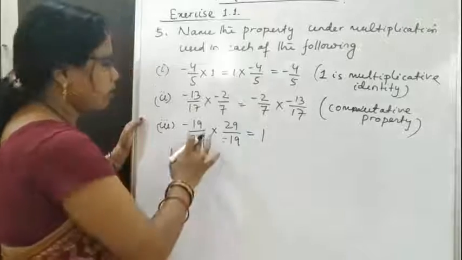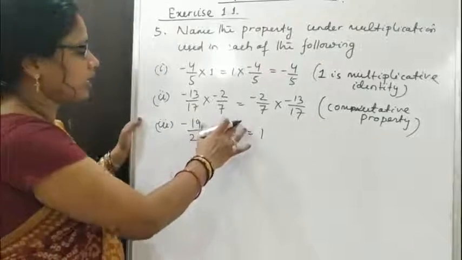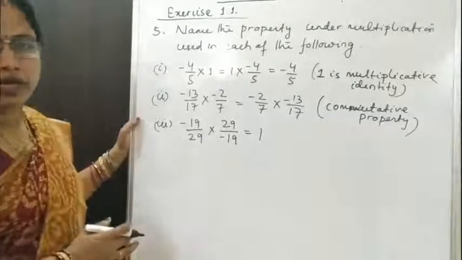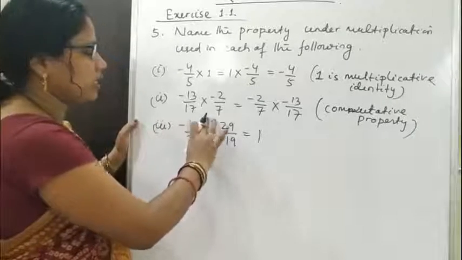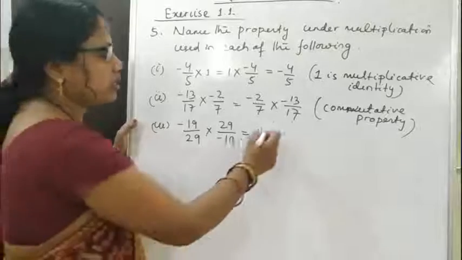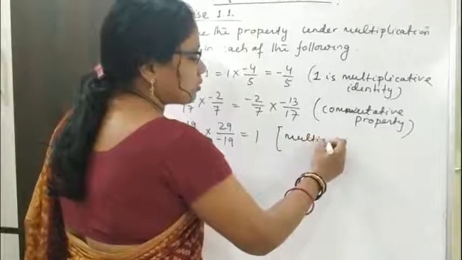Then third one, minus 19 by 29 multiplied with 29 by minus 19 is equal to 1. So here the multiplicative inverse property is used, as minus 19 by 29 is the multiplicative inverse of 29 by minus 19. So here, multiplicative inverse.